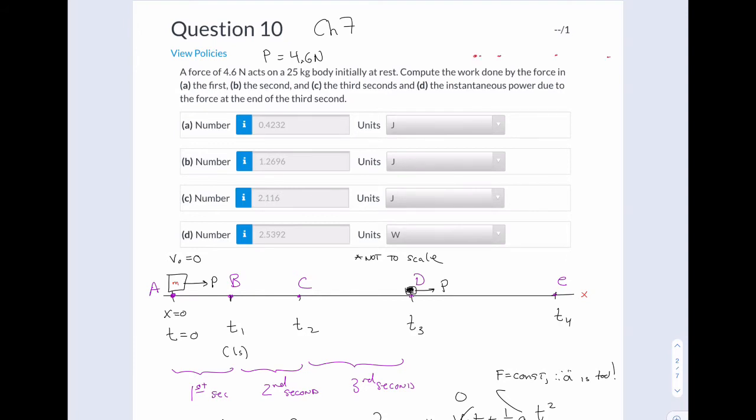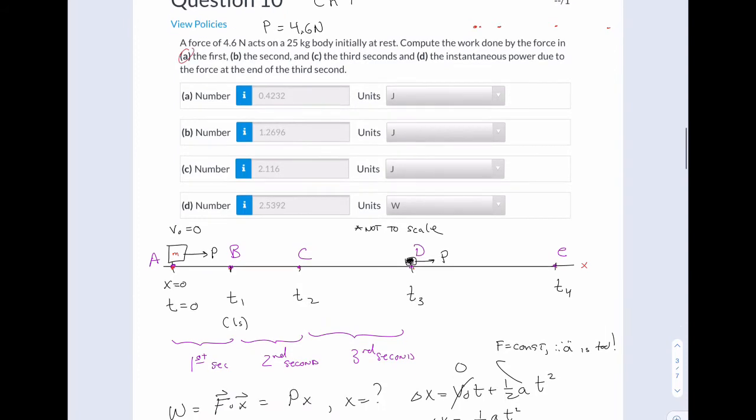They get further and further apart. So I kind of showed that a little bit. So this is time 0. That's after 1 second, 2 seconds, 3 seconds, 4 seconds, just like your dots. Okay, they're getting further and further apart. Okay, so they want to find the work done by the force in the first second, the second, and so on. So let's do part A first.